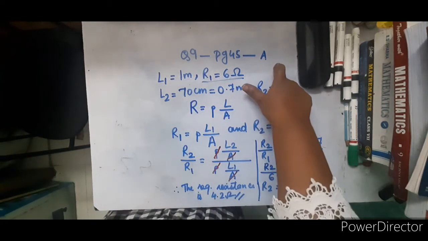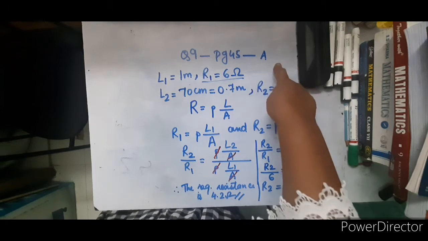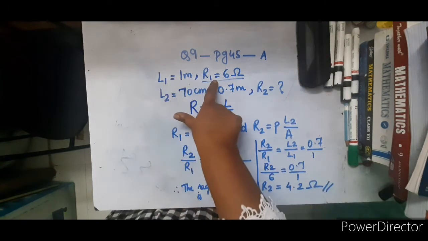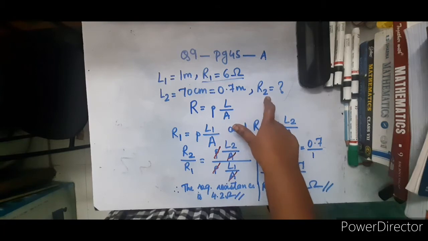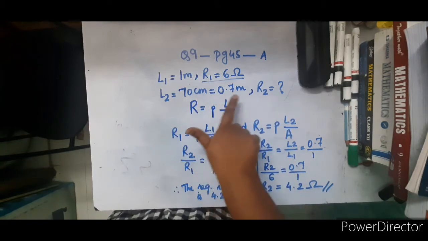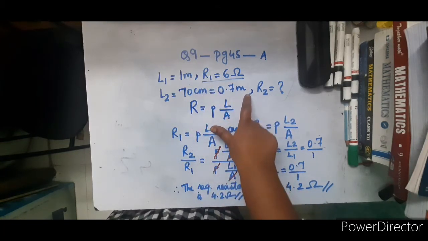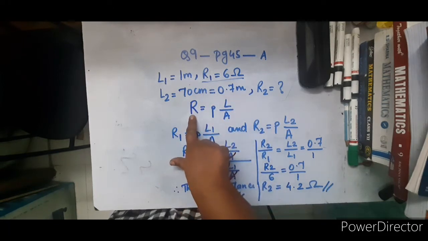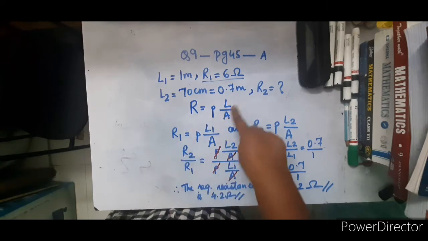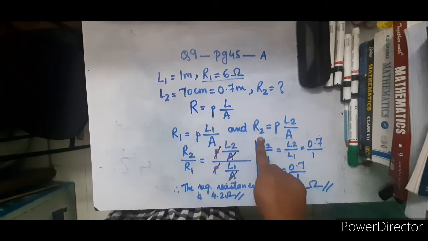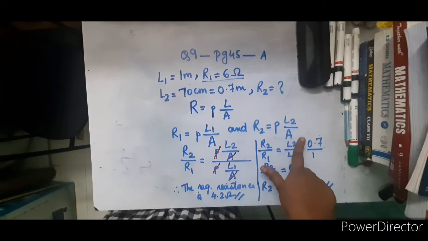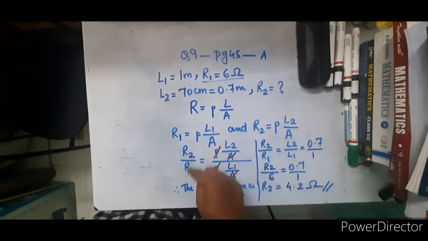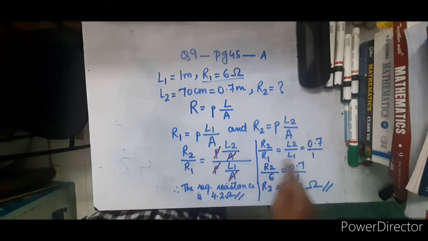This is, as I said, page 45, question number 9A. L1 and R1 are given. L2 is given, you are supposed to find R2. The only thing is the conversion has to be taken care of, centimeter to meter. This is the formula we are supposed to use. If I am bifurcating R as R1, definitely L1 will exist. Same way here, R2 then L2, the rest all remain the same. When I make a ratio of it, whatever is similar gets cancelled and what is left is L2 upon L1. Then I substitute all the values and I get this answer.